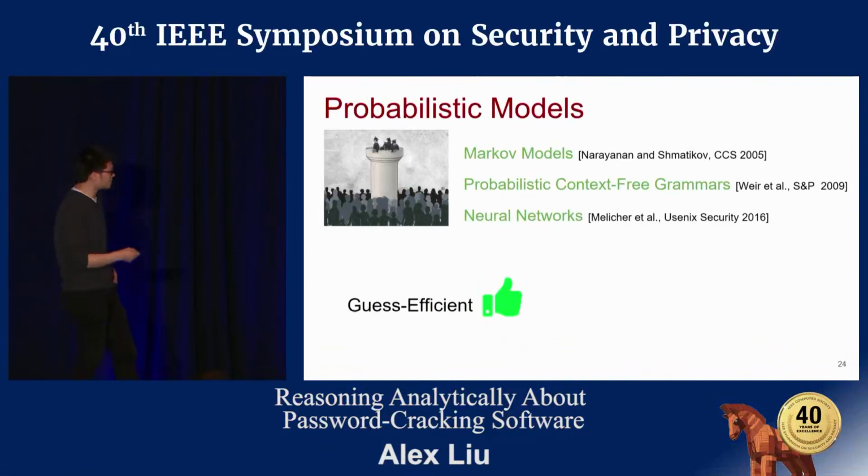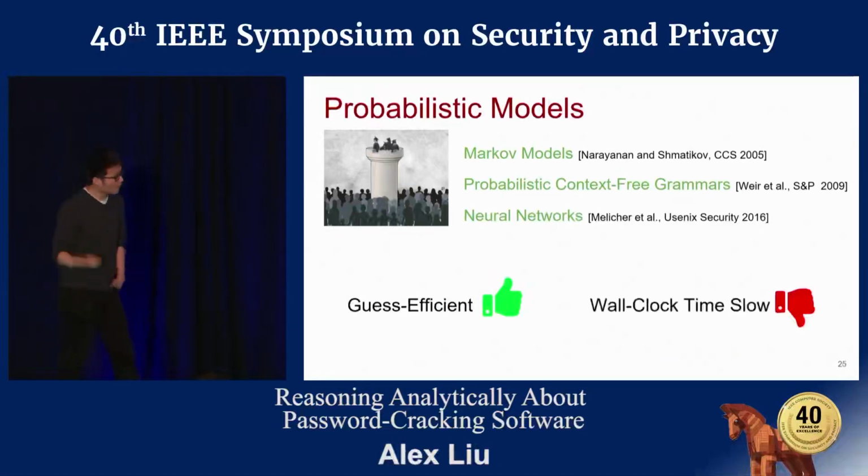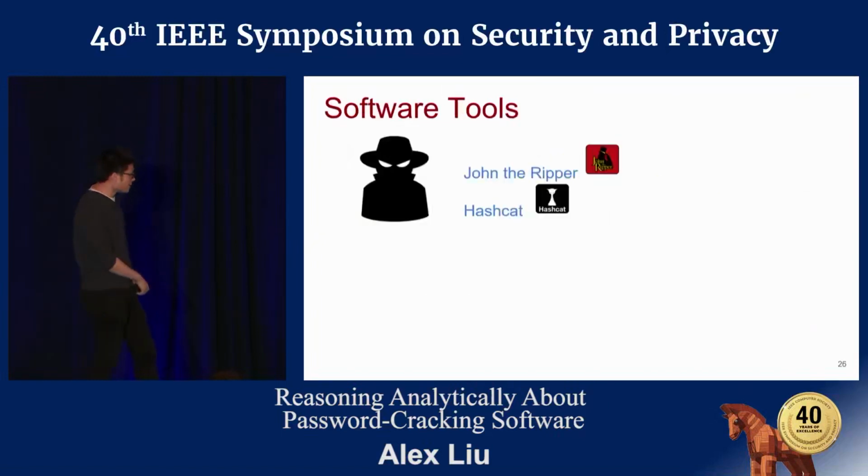And they have some good properties. First, they guess efficiently. But their wall-clock time is slow. And this is why real-world hackers are not using these algorithms. So what do hackers use? The password cracking community has developed software tools like John the Ripper and Hashcat. And instead of trying to generate some probabilistic models, they try to perturb words in the way that a human does when creating a password.